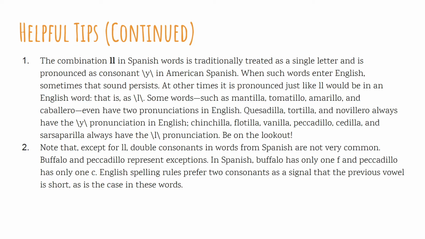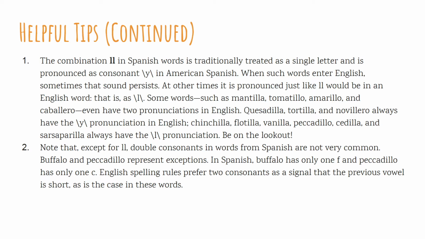Next, the combination of the LL in Spanish words is usually treated like a single letter in the Spanish language, and it's pronounced Y, ya, in American Spanish. When these words enter English, that sound persists, but sometimes it can just be pronounced LL as it would in English. So some words such as mantilla, tomatillo, amarillo, and caballero have two pronunciations in English.